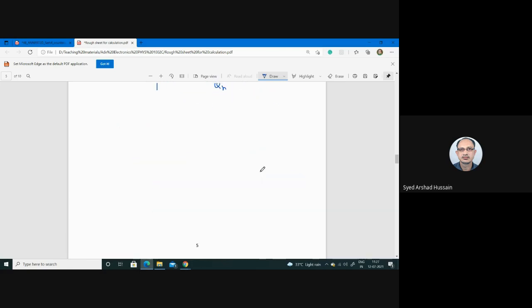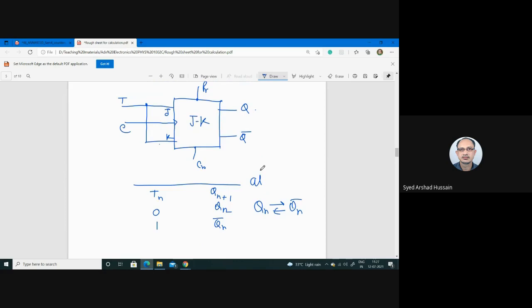Okay, so now I want you to design a toggle switch. This is a toggle switch, okay? That means it switches between 0 and 1 continuously. So I want you to design a circuit with SR flip-flop to have this kind of toggling functionality.